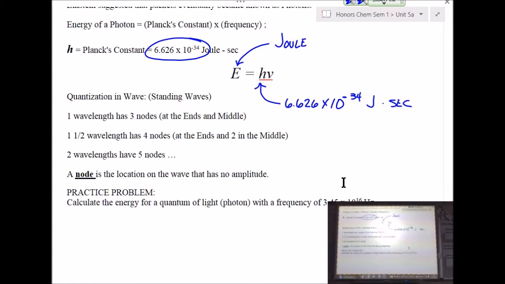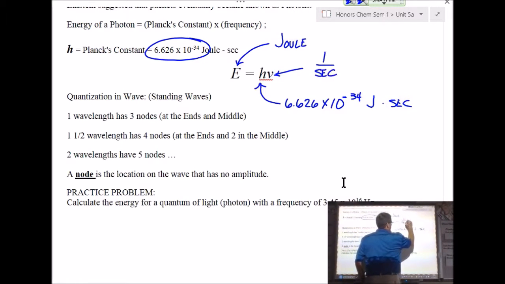And then the V, what does the V represent again? Frequency, very nice. And what's the unit for frequency? One over seconds, not the variable. Good job. Those are the units that we'll be using today, and actually for the next couple days.